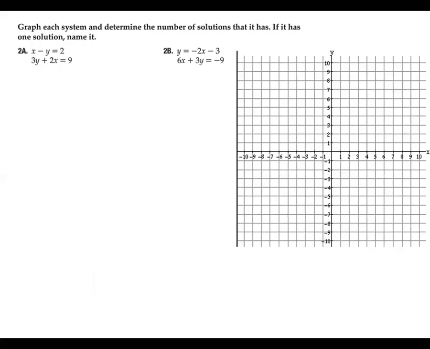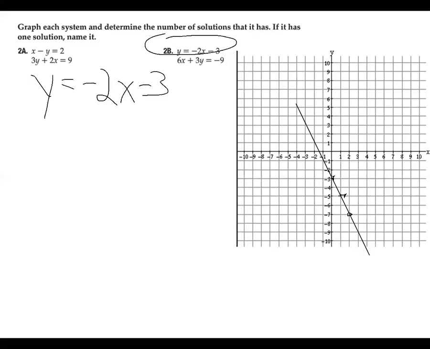Okay, let's do B. Y equals negative 2x minus 3. That's the first equation. So I would go down 3, and then the slope's negative 2, so go down 2 over 1. Oops, down 2 over 1, and then put your line right there.